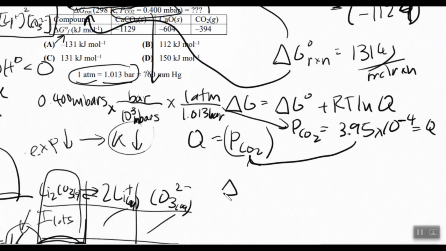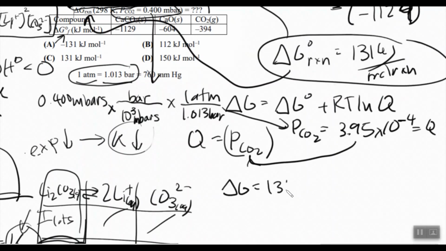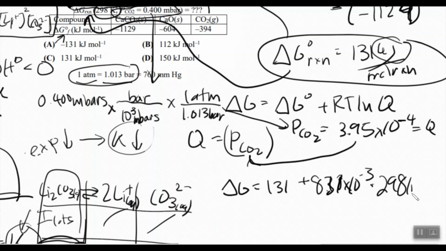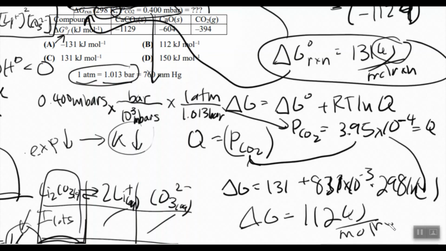So now that we know all the values, let's plug it in. Delta G equals delta G naught, 131, plus R. Since we're dealing with kilojoules, we use 8.31 times 10 to the negative 3, times T, which is 298, times the natural log of the answer we got before. Typing this into your calculator, I got delta G equal to 112 kilojoules per mole of reaction, and that's answer B.